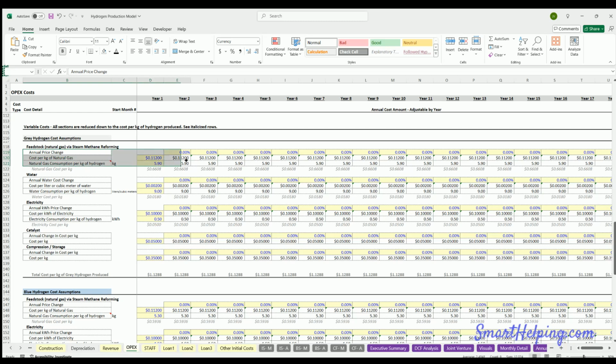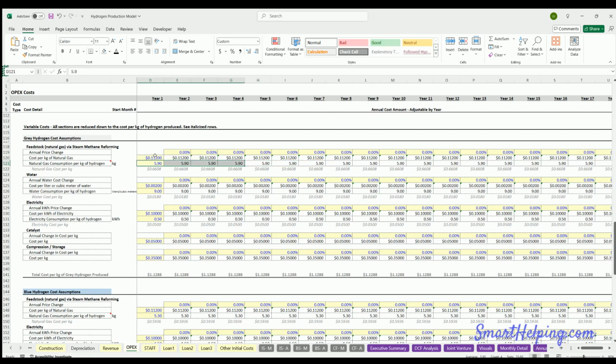So for example, the first one here, we have feedstock for gray hydrogen. So gray hydrogen is made through steam methane reforming. Well, that's one method, which means natural gas is your feedstock. And we want to know how much natural gas do we consume to produce 1 kilogram of hydrogen. In this case, we're putting our assumption at 5.9. And we're assuming it's 5.9 through the entire model, but you can change that too if efficiency goes down, or there could be different reasons why, but normally it'll just be the same.